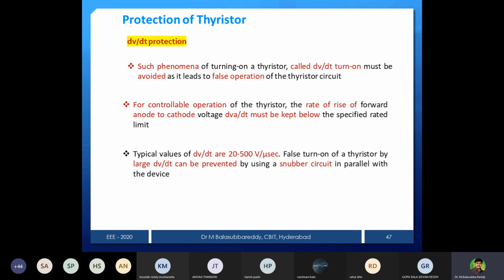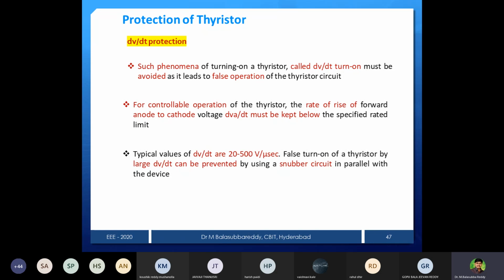False means it is not the desired point of time. For controllable operation of the thyristor, the rate of rise of forward anode to cathode voltage, that is dV by dt, must be kept below the specified rated limit. A value is mentioned here, 20 to 500 volts per microsecond, like what we mentioned in the case of di by dt. Here also you must keep it lesser than this, then we can avoid the dV by dt triggering.